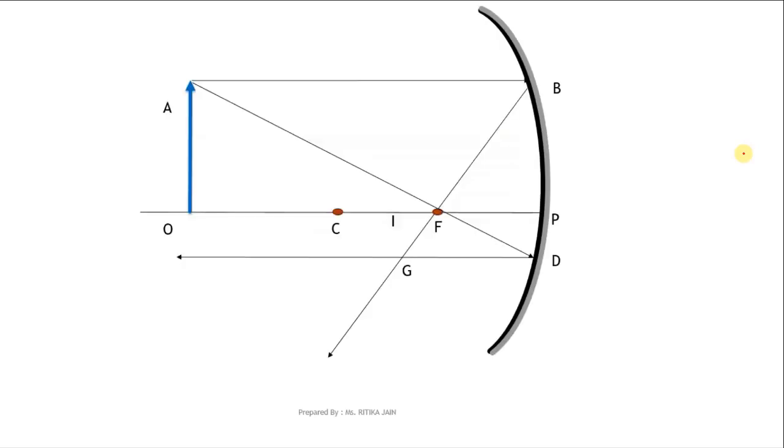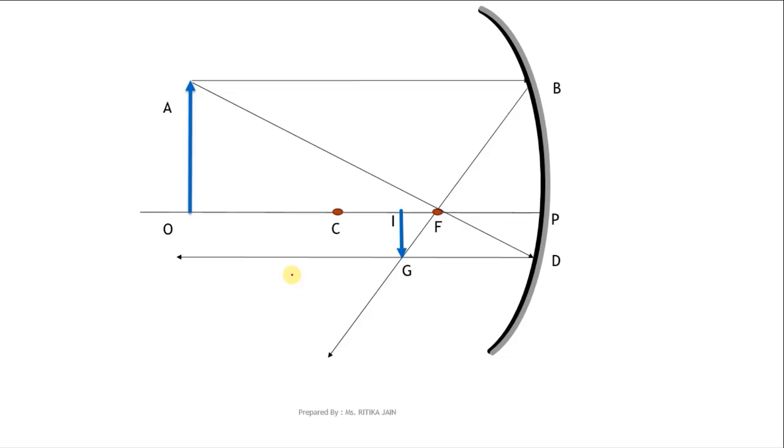Here I have taken the ray diagram for the case where the object is placed beyond C, as you can see here, and the image is formed between C and F. I have taken this case, and using this ray diagram I will be deriving the mirror equation.